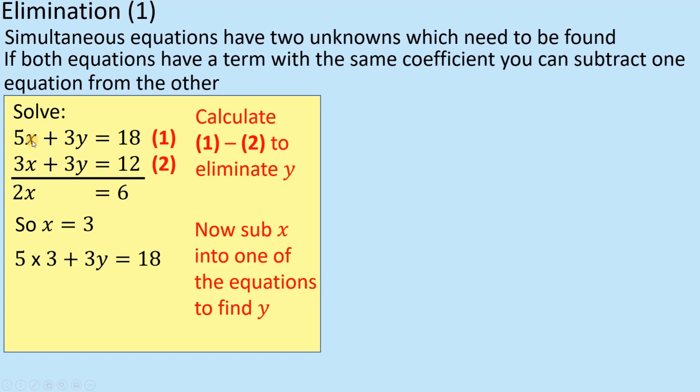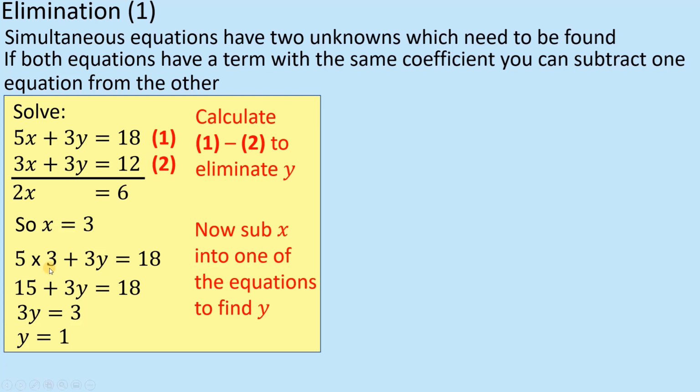So 5 times 3, because we know x is 3, plus 3y equals 18. So that means 15 plus 3y equals 18. Take away the 15 from both sides. So 3y equals 3. Therefore, y is equal to 1. You can see from there that that is my solution. You've got x equals 3 and y equals 1, and that's going to be the answer. I have solved that equation to find the two unknowns.